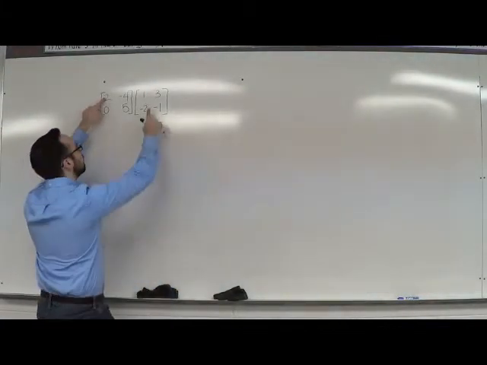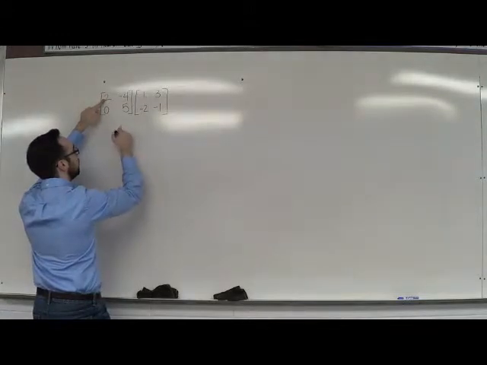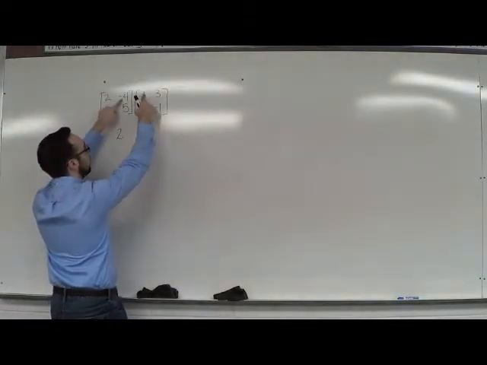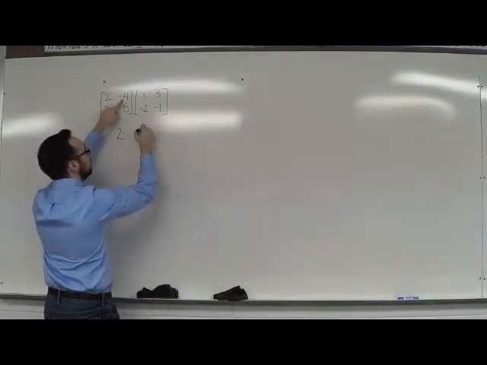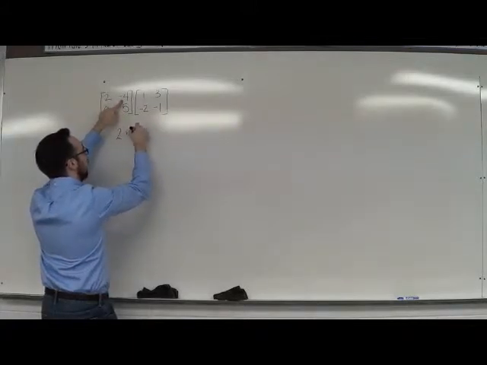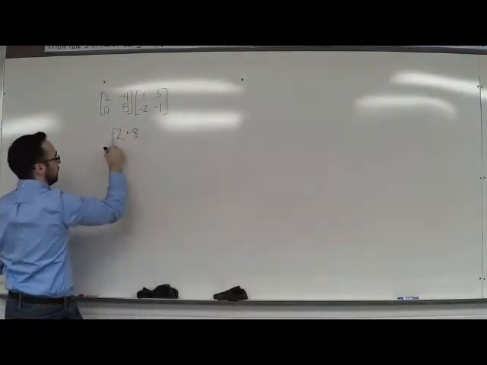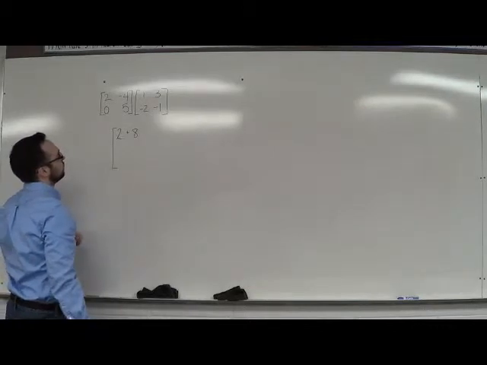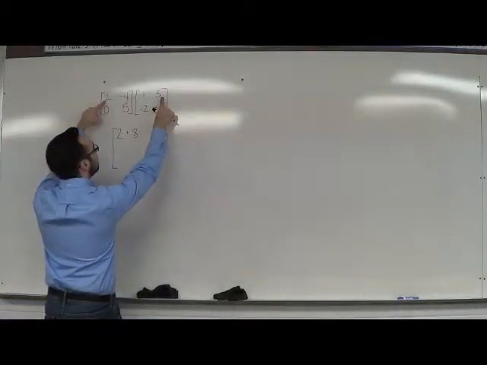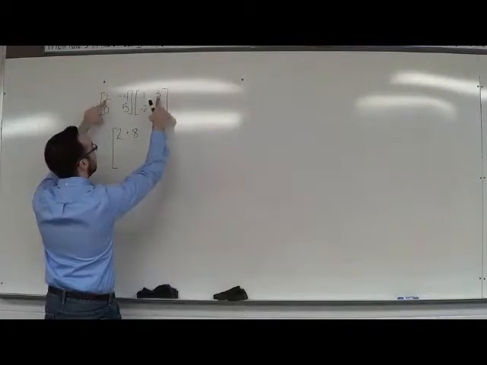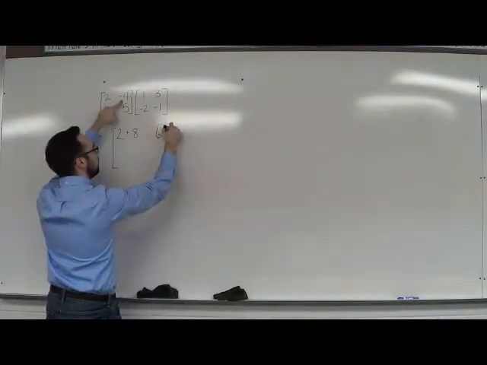So we have 2 times 1 is going to give us 2. Then move across and down. So negative 4 and negative 2 is a positive 8. And we're going to add those together to get the first element. Then we have 2 times 3 gives us 6. Negative 4 and negative 1 is a positive 4.